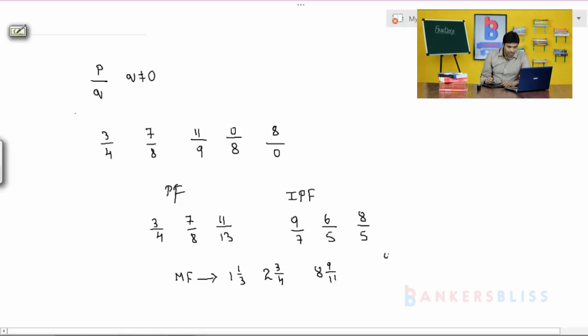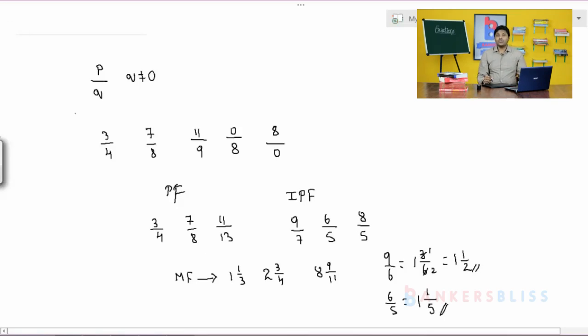See here, 9 by 6: 6 ones are 6, 3 is the remainder, so 3 by 6, which is equal to 1 by 2. So this is the mixed fraction, 1 and 1 by 2. Next, 6 by 5. 5 one times 5, remainder 1, so 1 and 1 by 5 is the mixed fraction. Now you have learned what proper fraction, improper fraction, and mixed fraction mean.